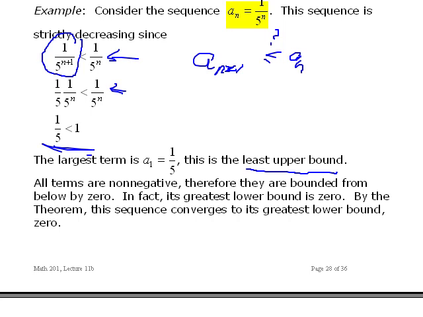By the theorem, the sequence converges. You have a non-increasing sequence. It has a lower bound, the greatest lower bound of 0. It's going to converge to its greatest lower bound, that is, to 0.